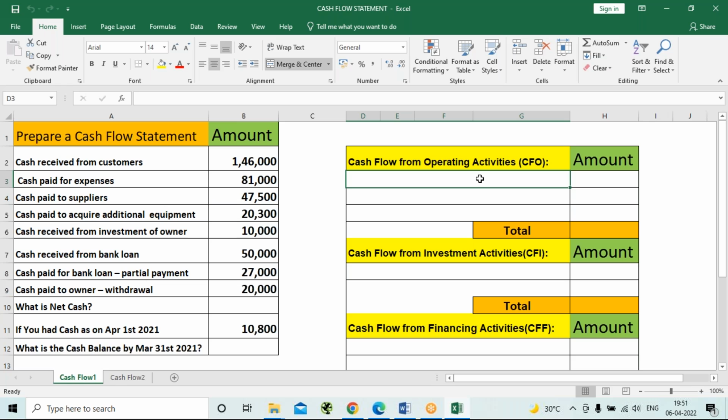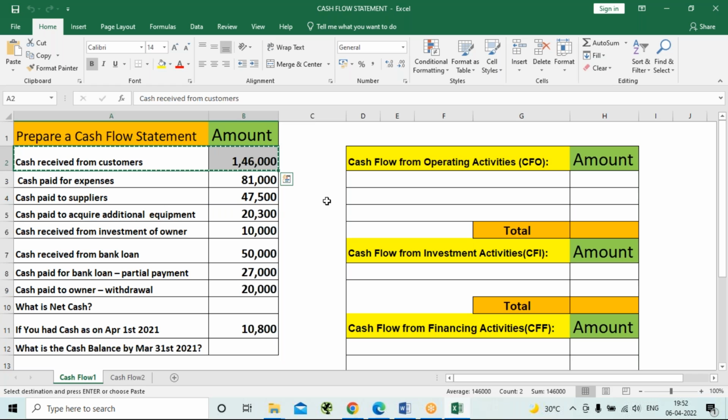Okay, so fine. So the first one is cash received from customers. So where do we put this? Is it operating activities, investment activities, or financing activities? So when we receive any amount when we make a sale, customers will not pay us just like that. So we are going to receive the amount after we make a sale. So whether it is going to be a part of operating or investment or financing. So operating activities, yes. So I'll just bring up this value, copy, and I'll paste it over here.